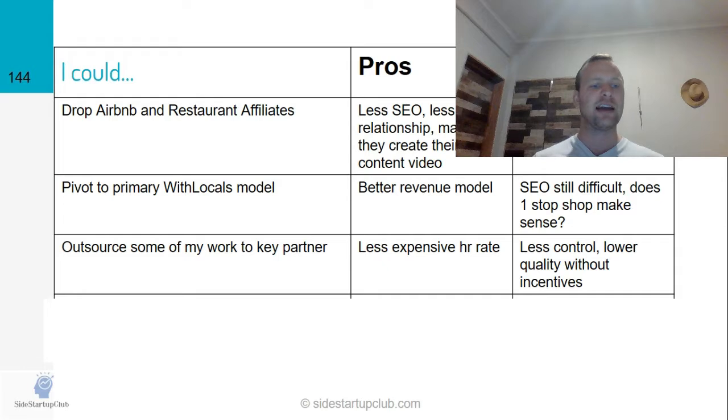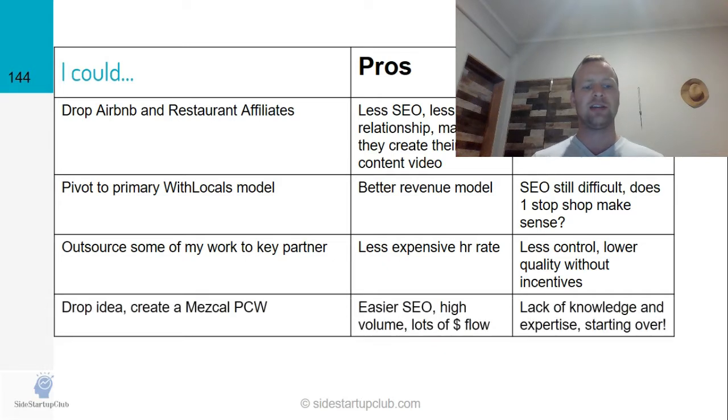The next thing I could do is outsource some of my work to a key partner. I'm charging myself and the company $40 an hour. What if I outsource it to someone at somewhere between $5 and $15 an hour? That cost is going to get cut to a third. The downside is you have less control, and the quality tends to be a little lower. Either you have to properly incentivize them, meaning give them equity and performance-related incentives, or you can expect that the quality is just not going to be the same.